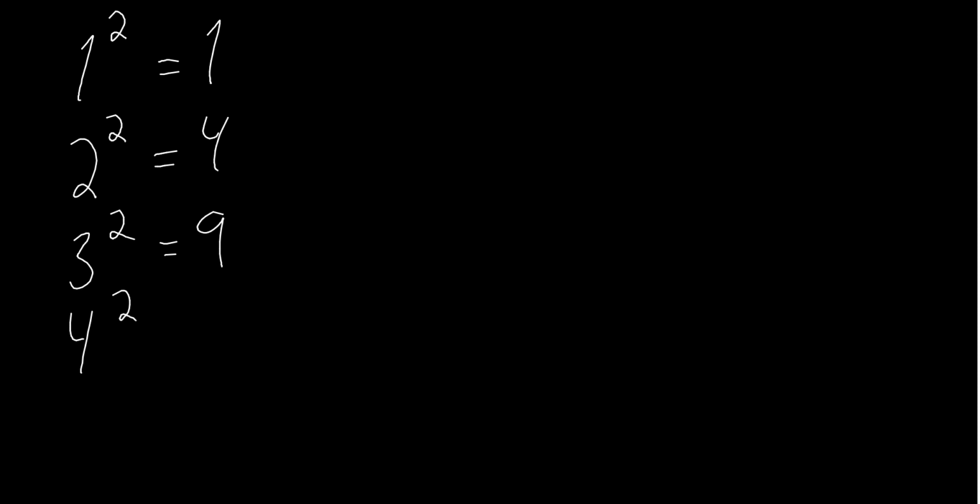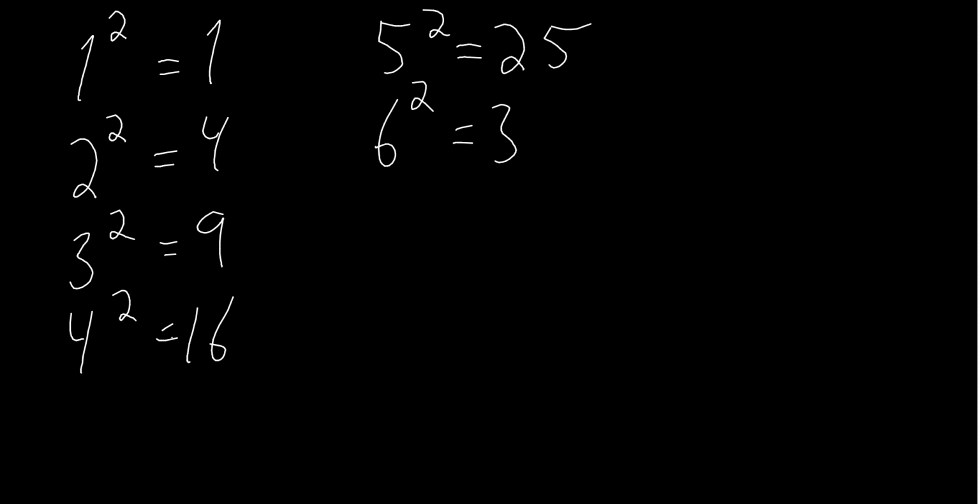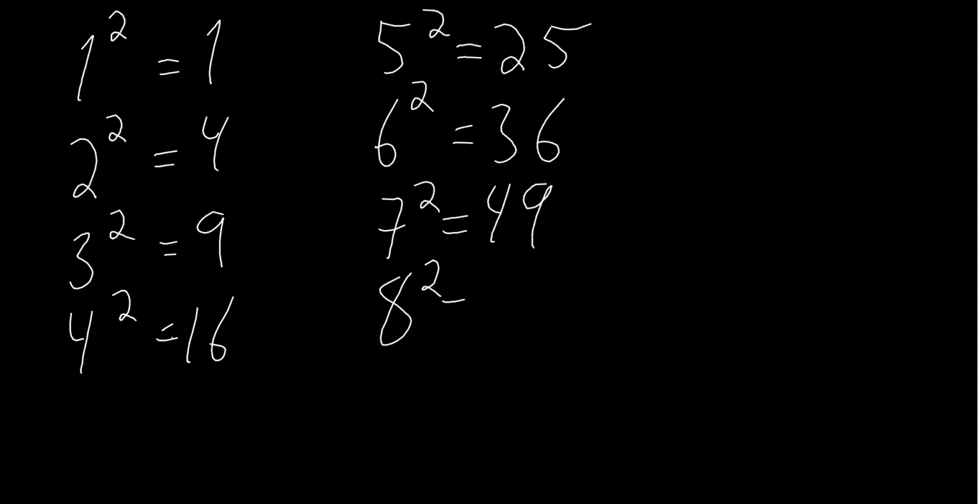So 1 squared is equal to 1. 2 squared is equal to 4. 3 squared is equal to 9. 4 squared is equal to 16. And honestly, I think we can just do up to 12. 5 squared is equal to 25. As I write these down, these are the square roots that you need to memorize. I say that because you're going to need to be able to recall this information very quickly.